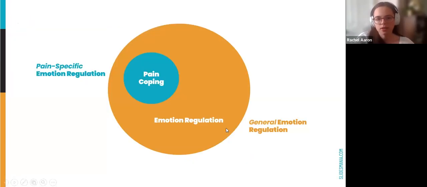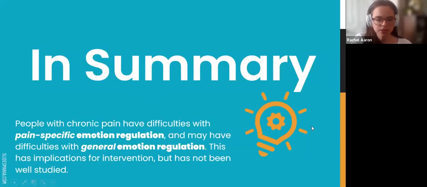Moving on. One other small point that I'll make moving forward is I'm going to shift the nomenclature a little bit. Rather than pain coping, I'll be using the nomenclature pain-specific emotion regulation, and I'll be referring to general emotion regulation. Based on our review of the literature, I think this reflects the theory a little bit better. So we'll be using that moving forward.